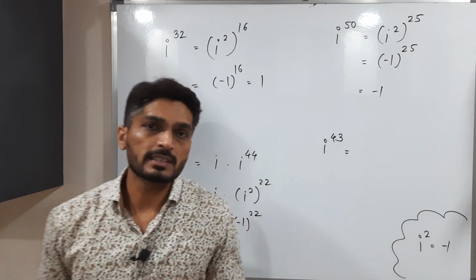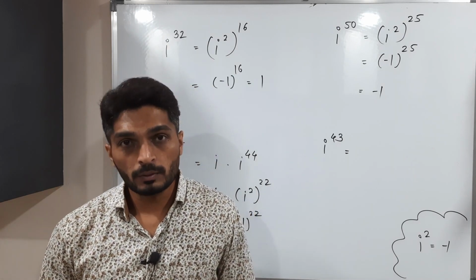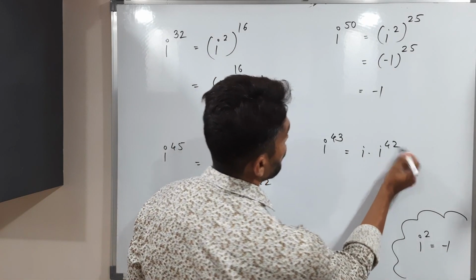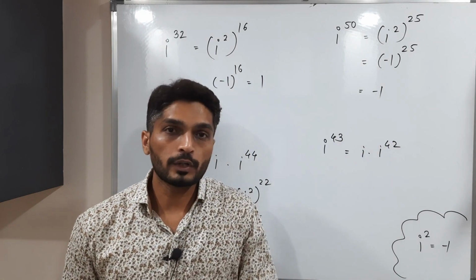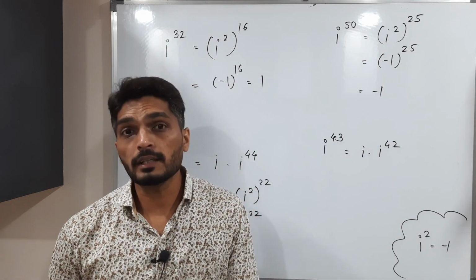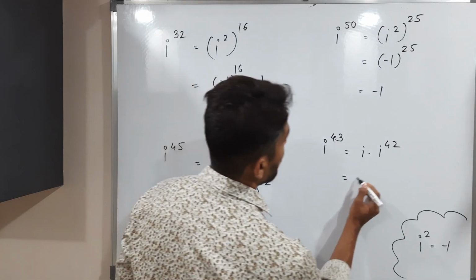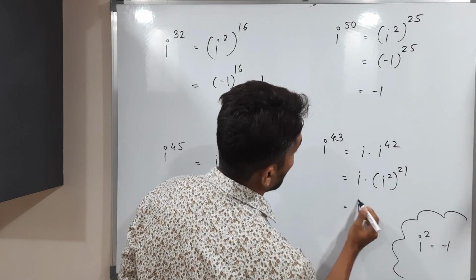Let us go to the next problem, which is the last problem. i raised to 43. Again we are facing the same problem. 43 is not an even number, it is an odd number. What do we do? We can simply write i into i raised to 42. Problem is solved. So 1 plus 42, we have 43. 42 is an even number, so we can write 2 into 21. So i into i square raised to 21.